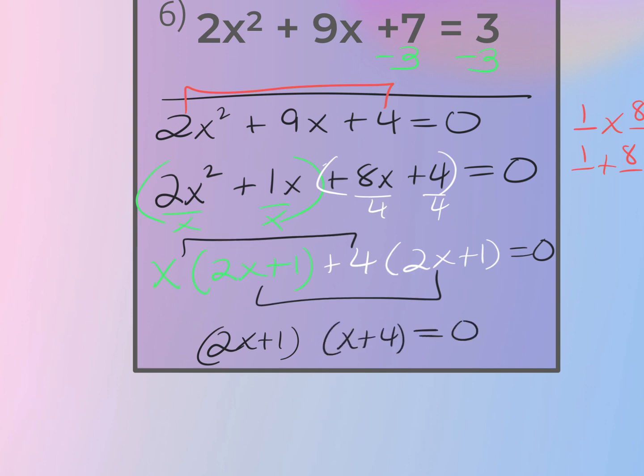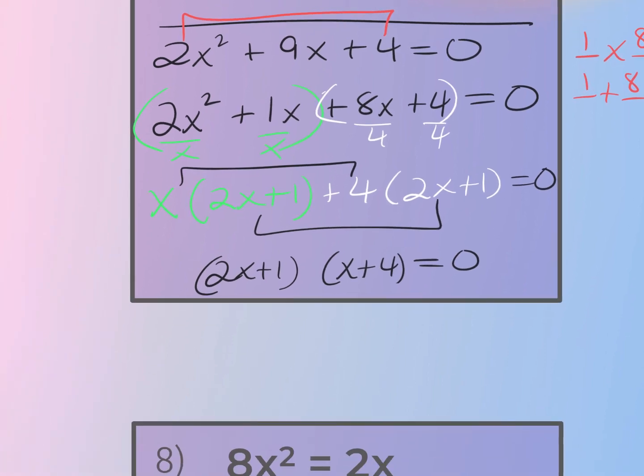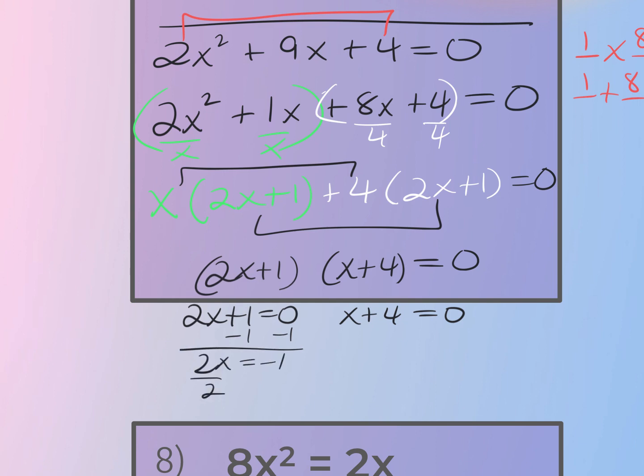Set each of your binomials equal to 0. So 2x plus 1 equals 0, x plus 4 equals 0, and now solve. Subtract 1, 2x equals -1, divide by 2, and x equals -1/2. And over here, subtract the 4, and x equals -4.